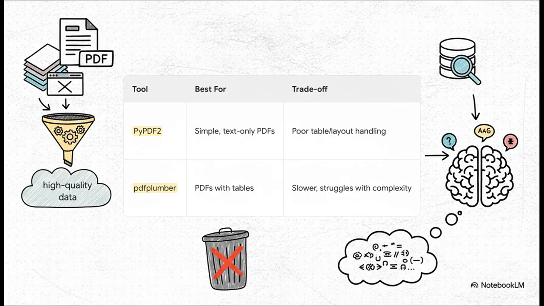Well, for the super simple text-only documents, a tool like PyPDF2 is a decent first step. It's easy to use, but it pretty much falls apart the second it sees a table or a complex layout. A step up from that is PDF Plumber. It's way better at spotting and pulling out tables, but the trade-off is that it can be slower and it still gets tripped up by the really complicated stuff.